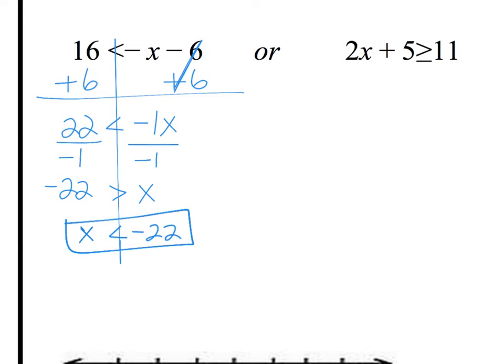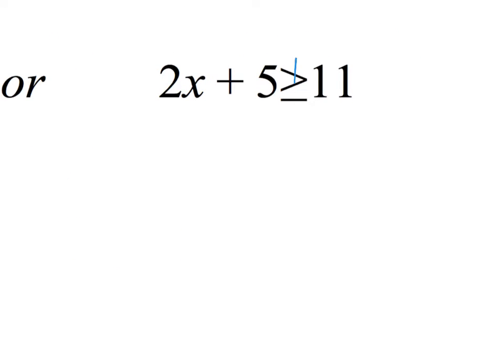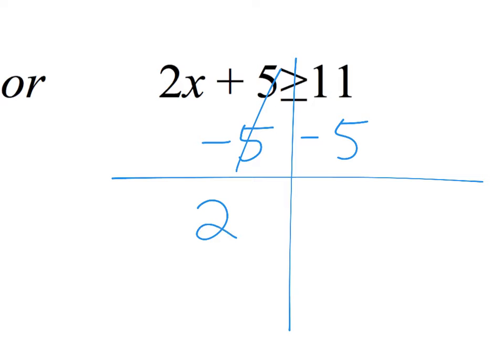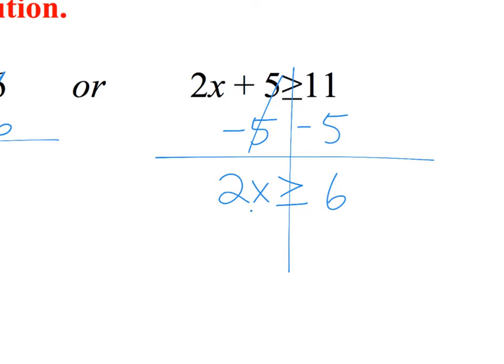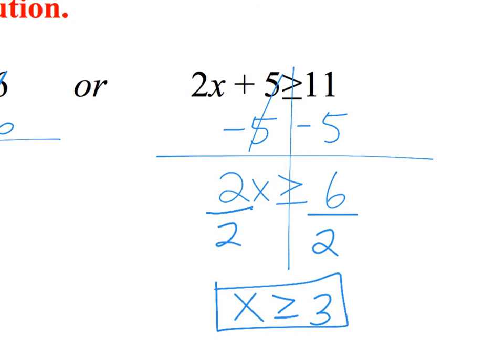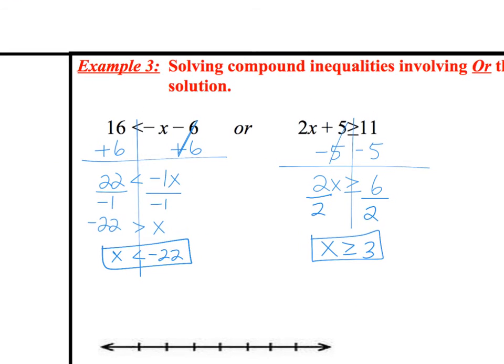So let's do the next one. Maddie, what first? So we get 2x is greater than or equal to 6. Zach, what next? So x is greater than or equal to 3. So we have our two inequalities. You would graph them like you normally would, just on the same graph.